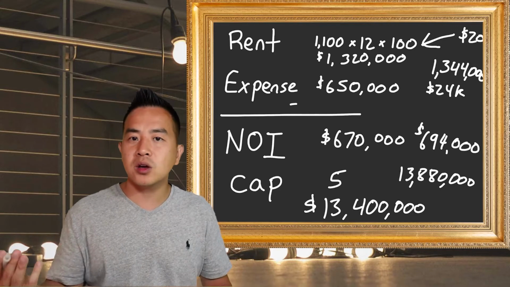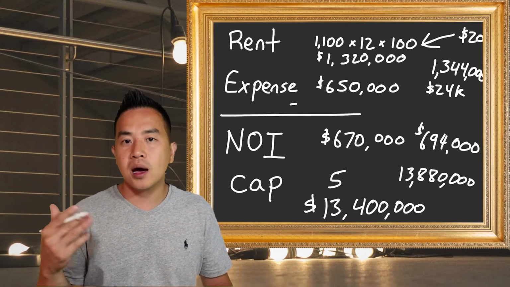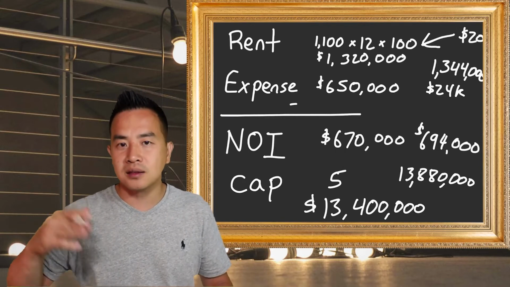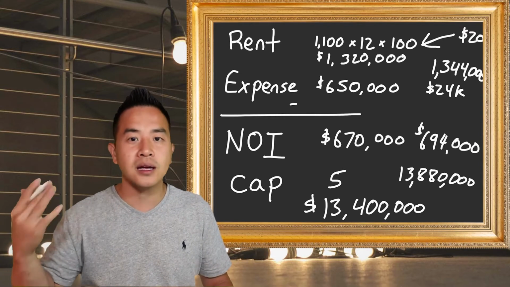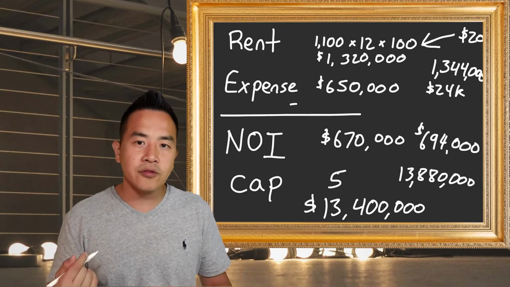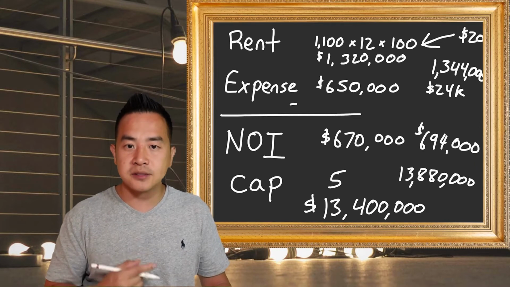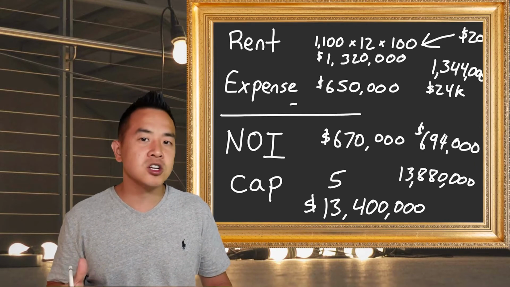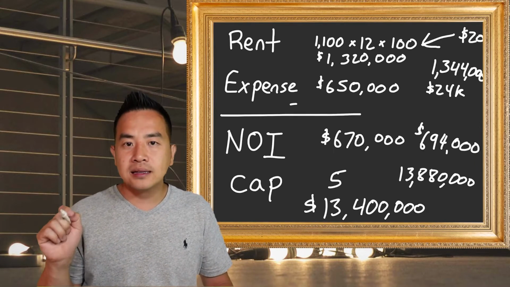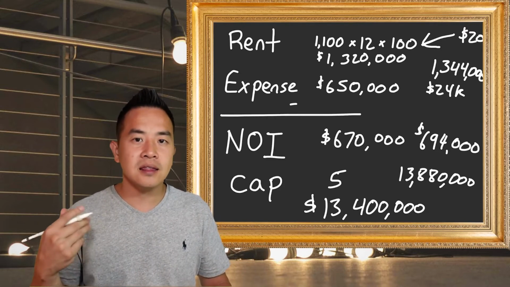Maybe you renegotiated the insurance and you were able to lower the insurance. Maybe you got in-house property management instead of external property management, or an in-house maintenance team instead of hiring subcontractors. There are a lot of different ways you can reduce the expenses, and by reducing the expenses, you're able to increase your NOI. And every little increase in NOI is an increase in the valuation.